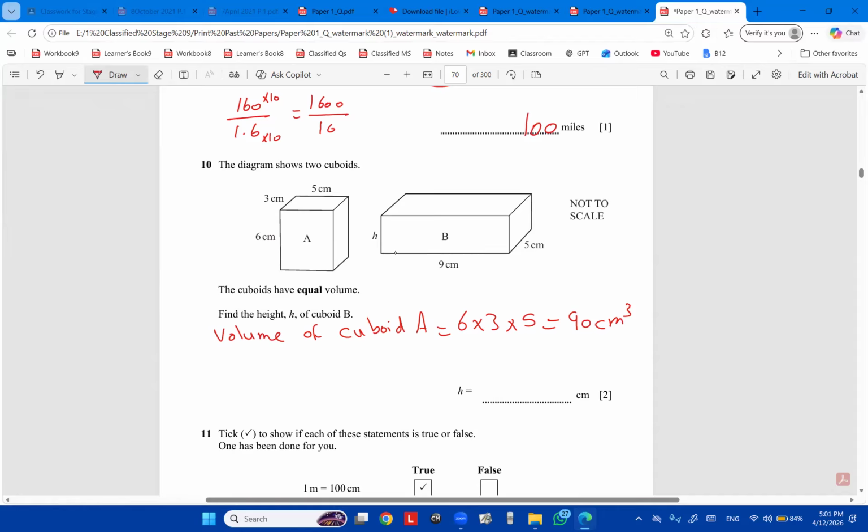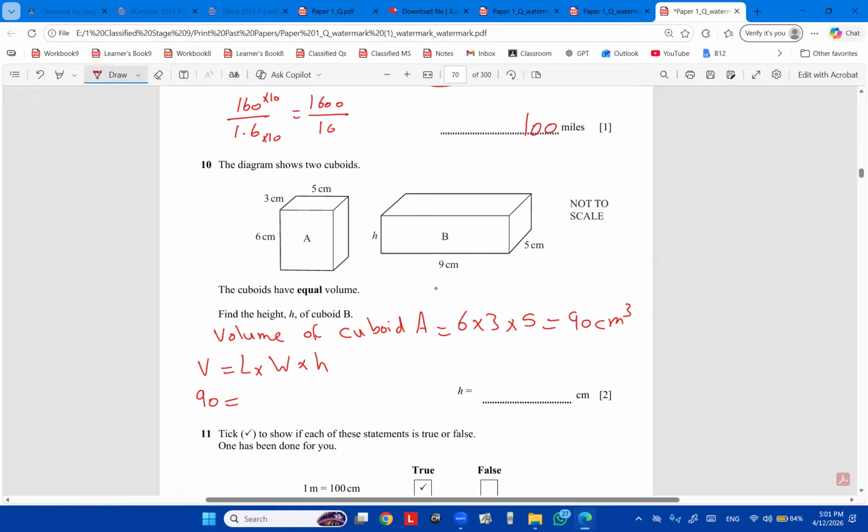They said that B has the same volume. So V equals length times width times height. This is of the rectangular prism. Okay, or the cuboid. We know that they have the same volume, and we found that the volume of cuboid A is 90. So the volume of cuboid B is 90 as well.